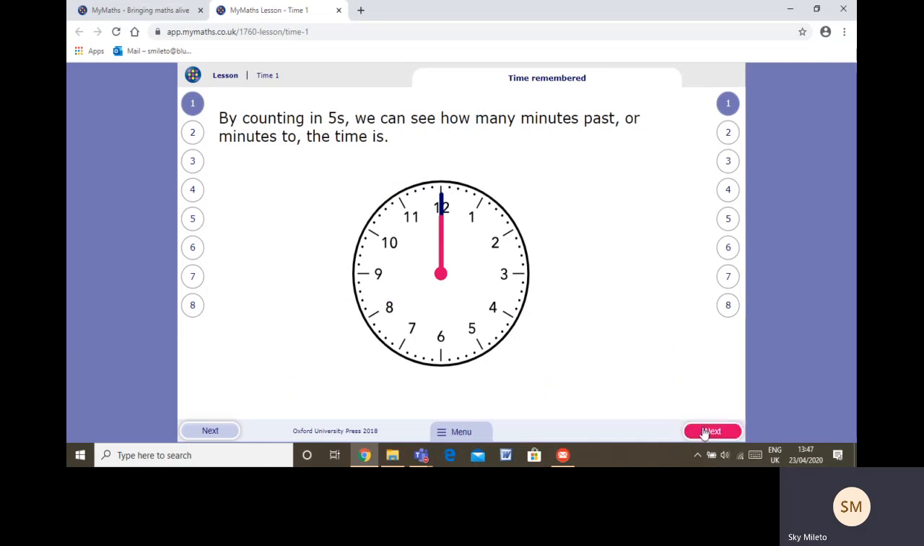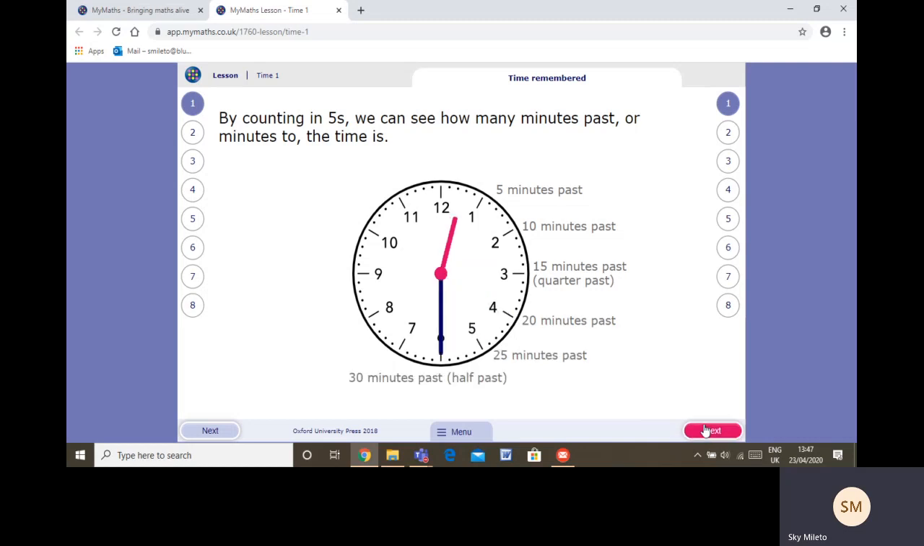So I've been doing this every lesson myself. 5, and then it'll be 10 minutes past, and then quarter past, or 15 minutes past, 20 past, 25 minutes, 30 minutes past. Now, if you remember, when you say the time, it could go to 25 to. I think this will show us 35 minutes past.